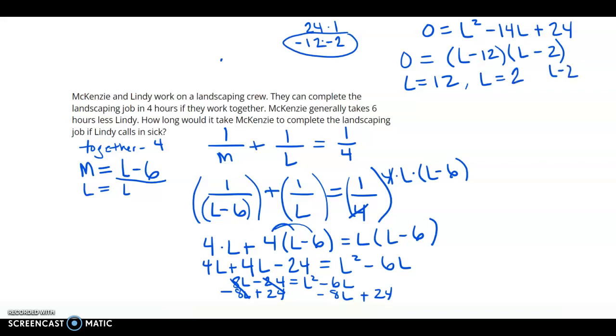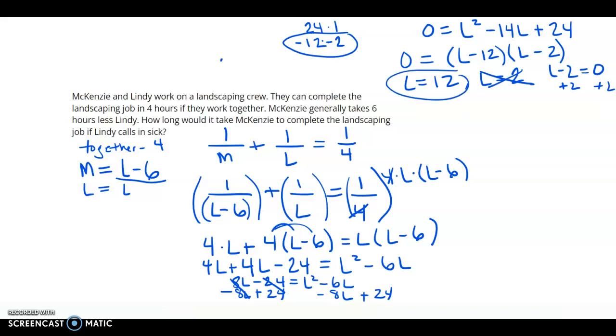This is because when we do L minus 2 equals 0, we add the 2 on both sides, and so forth with the L minus 12. So these are our two answers. Well, let's look at this. Do these both make sense? Let's say Lindy equals 2 hours. That would mean Mckenzie, if we subtracted 6, is going to be negative 4 hours. Does that number make sense in the context? Well, no, it really doesn't. And so we can see L equals 12 will be our answer.